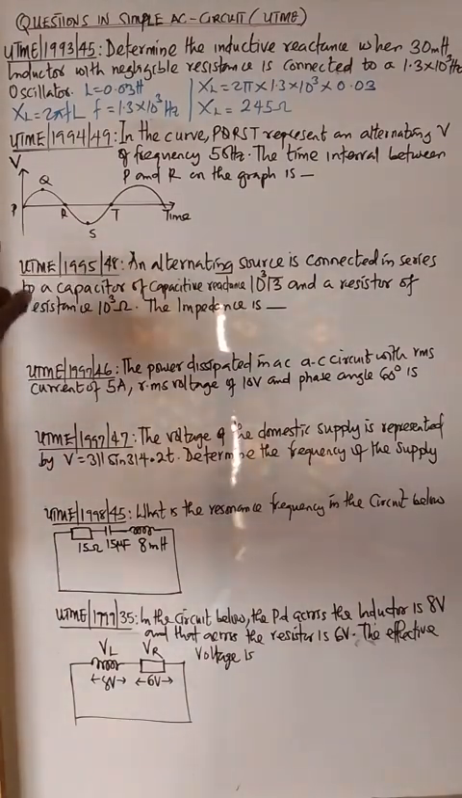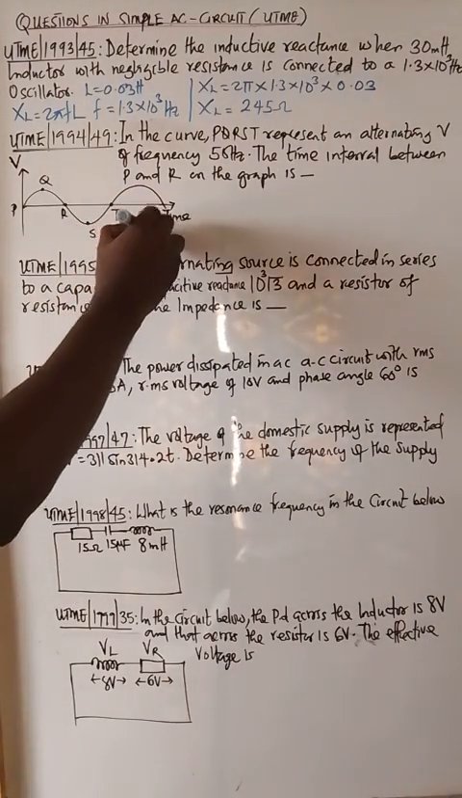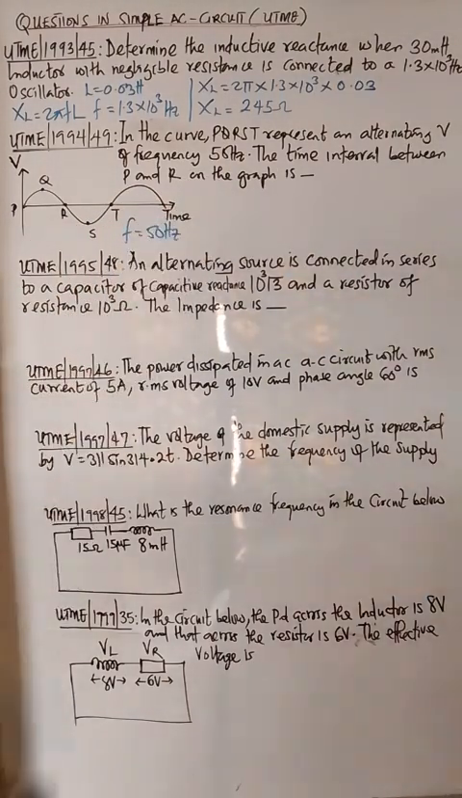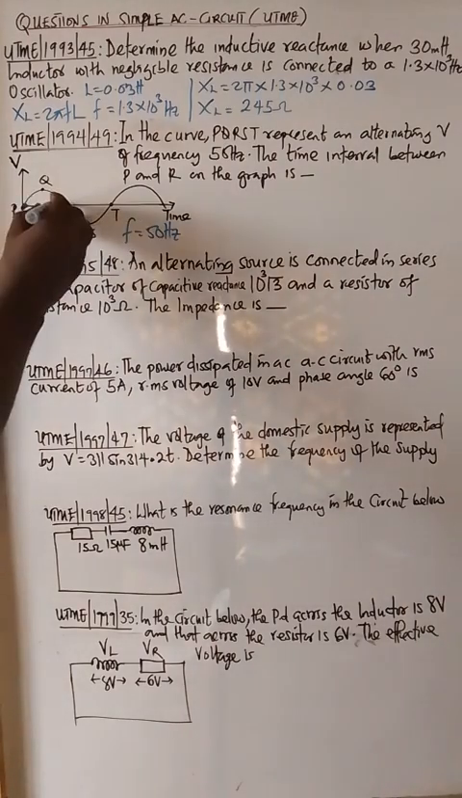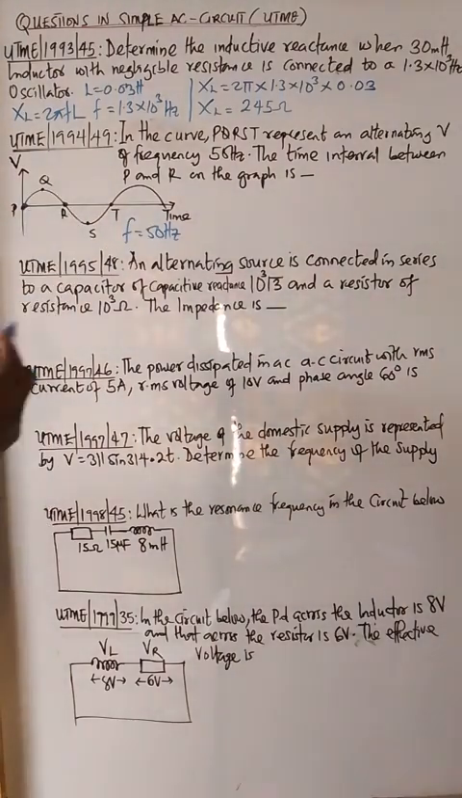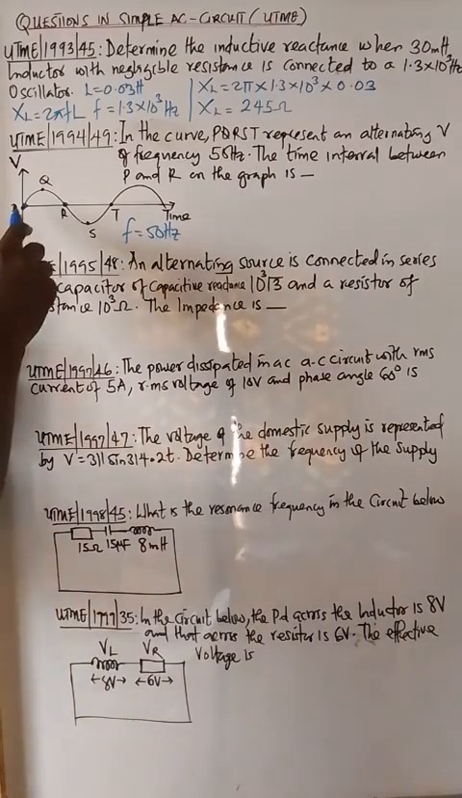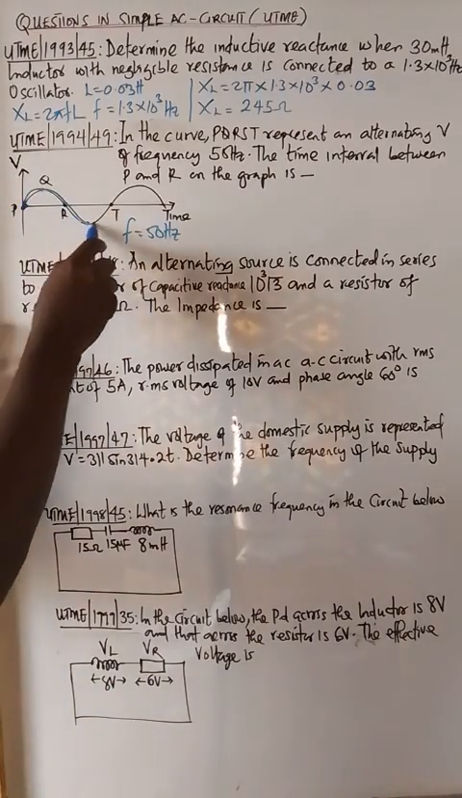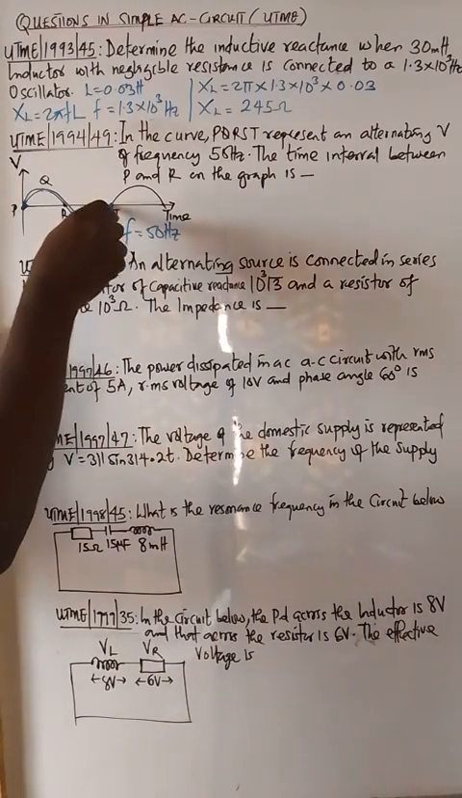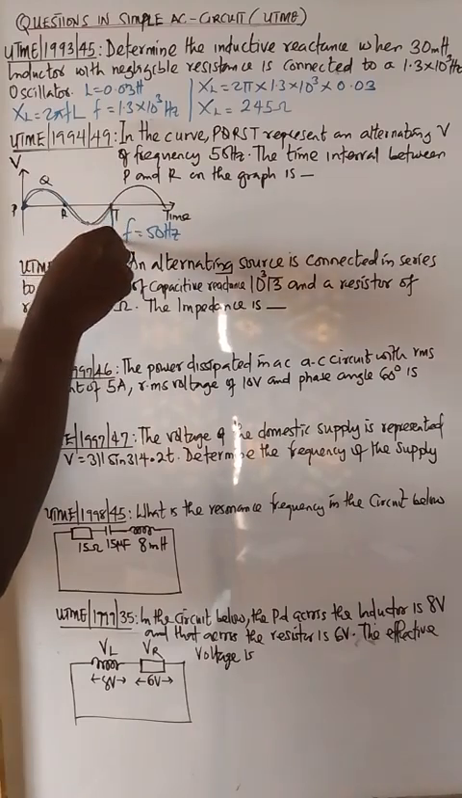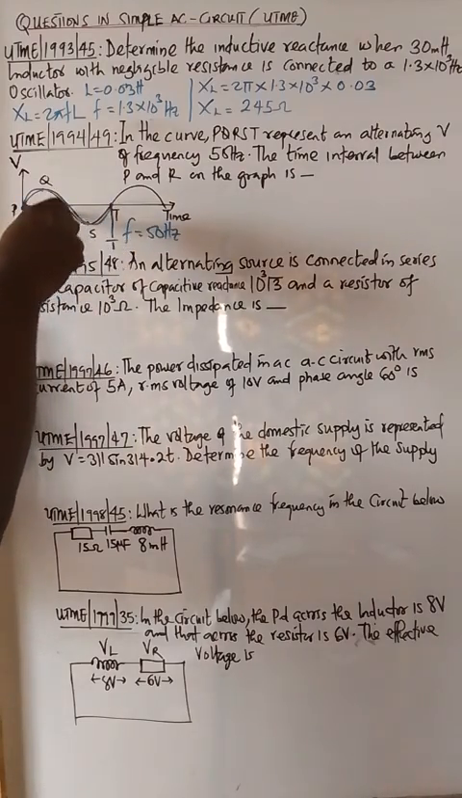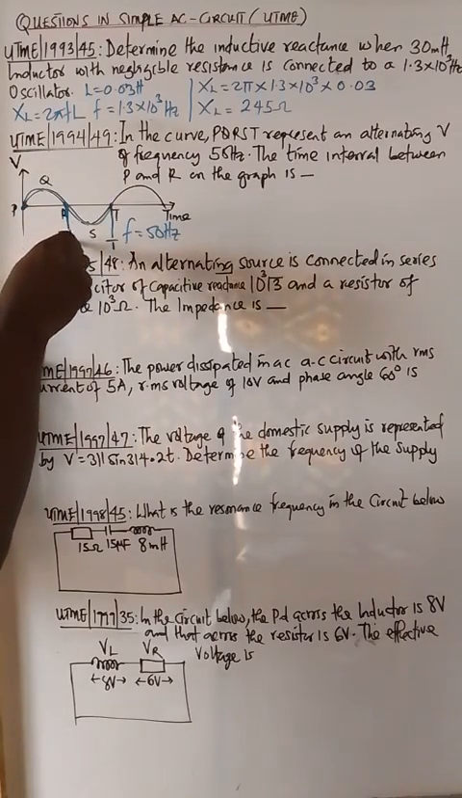Next, in the curve, PQRST represents an alternating voltage of frequency 50 Hz. So we are given frequency to be 50 Hz. What's the question? The time interval between P and R. This is actually half of a period, because a complete cycle starts from here and ends here. So this is the period, and this is half of a period, that's period over 2.